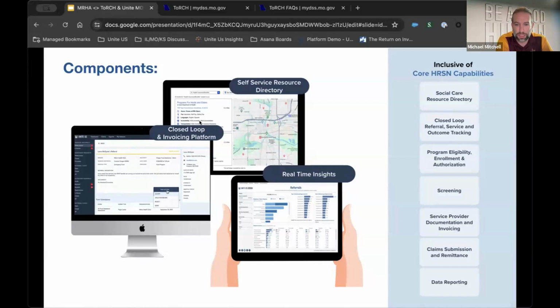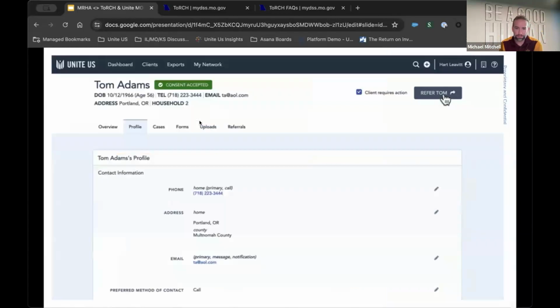And then ultimately a real-time data environment so you can see what Dr. Barker was showing earlier. Where are referrals starting? How are they working? How many touch points is it taking for someone to get their need resolved? And is that equitably distributed amongst different populations? And how do we make sure that people are getting the service they need at the right time, at the right organization to have the right outcomes?